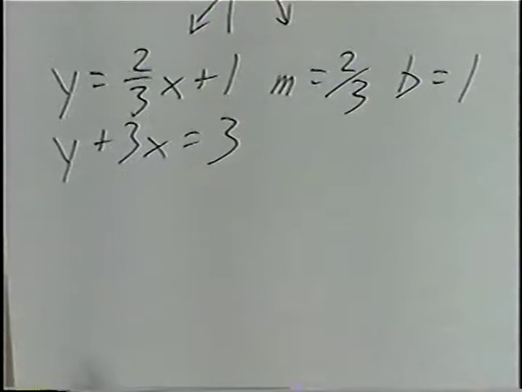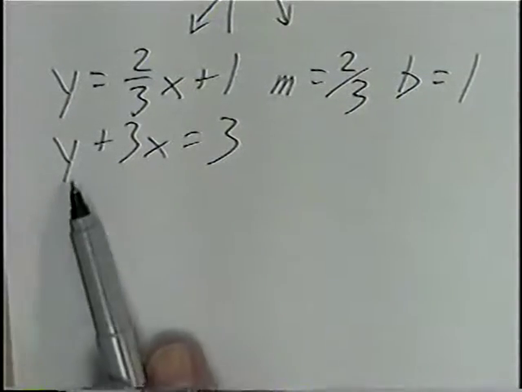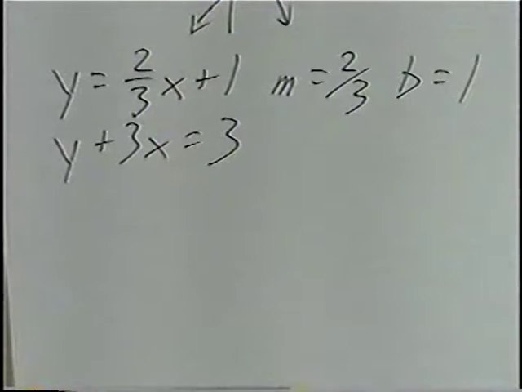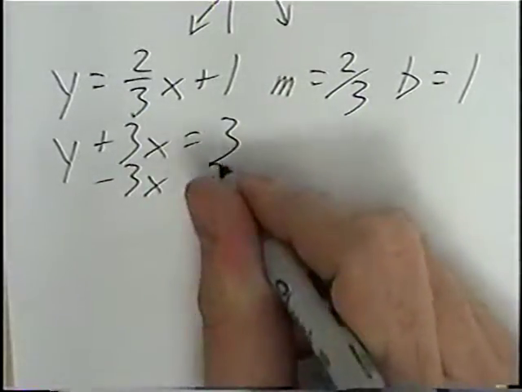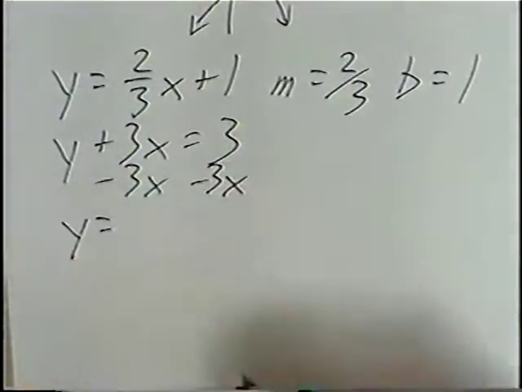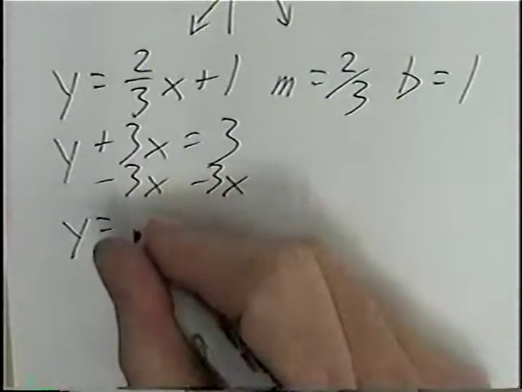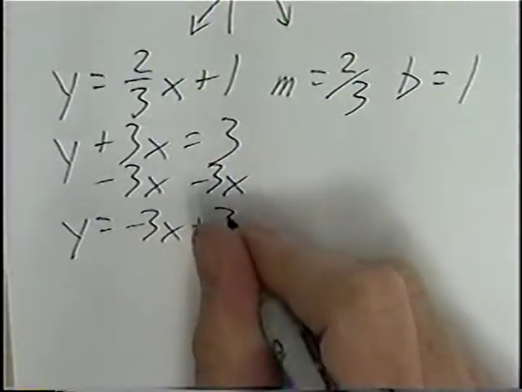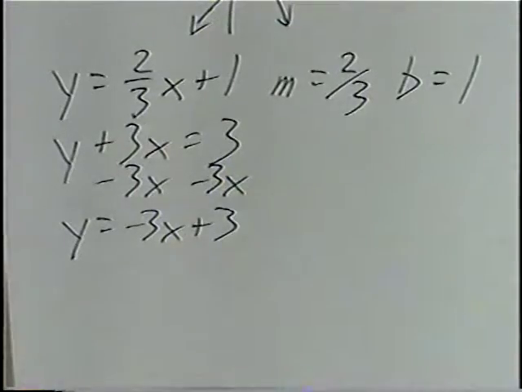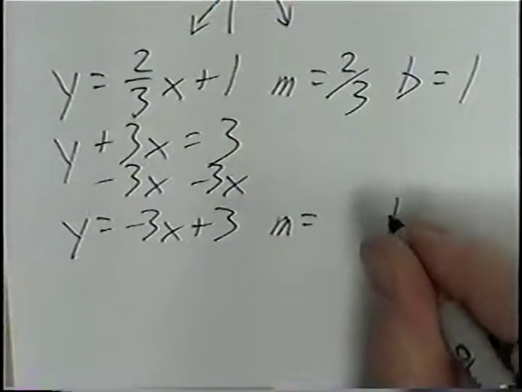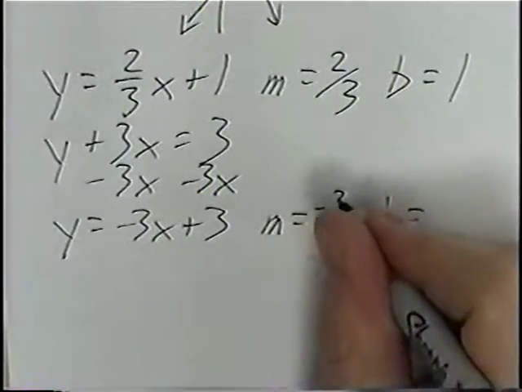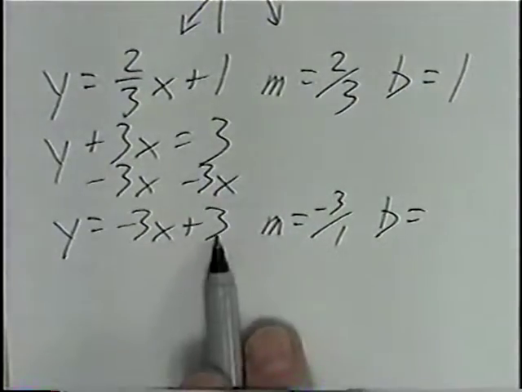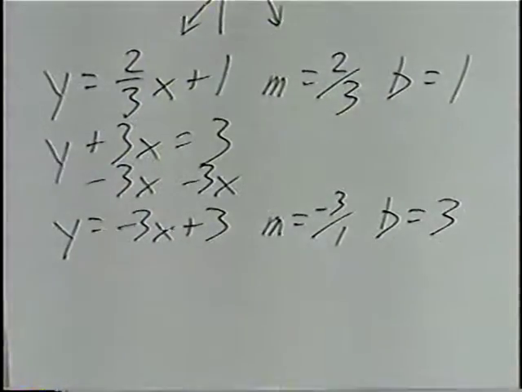The second equation is in standard form. If you want to, you can plug in zeros to find the intercepts, or we can also change this to slope-intercept form by solving for y. We can subtract 3x on both sides. So y equals, the x we'll put first, -3x plus 3. And now we have slope-intercept form, from which we can find m and b. M equals, the number in front of x, the slope, would be -3/1, and b, the y-intercept, would be 3.